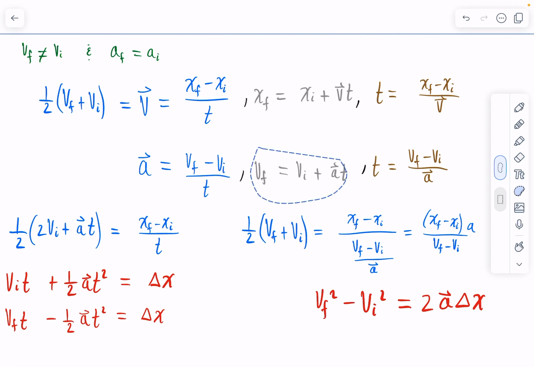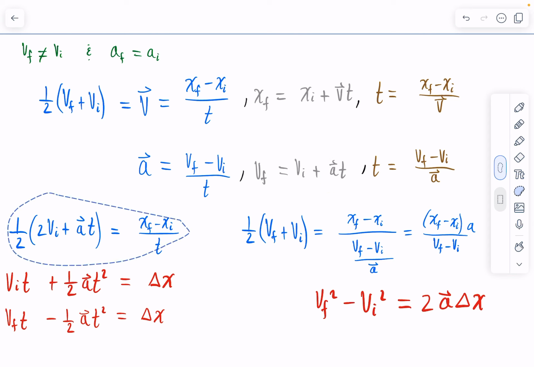Using the final velocity, we can plug in the final velocity here, and we can plug in the time here. So first plugging in the final velocity. Well, if we plug in the final velocity here, you're going to get 2vi. That's where this 2vi comes from, plus the at. Simplifying this equation and solving for the change in position, we are left with this equation here. And of course, that's using vf, the final velocity.